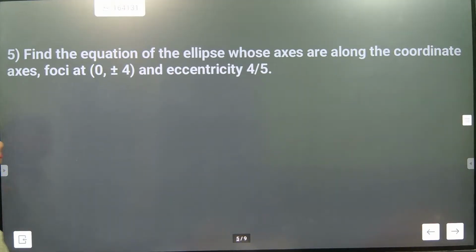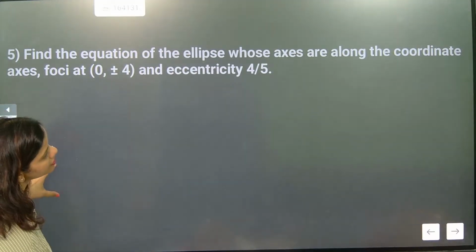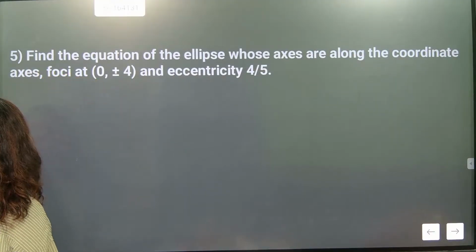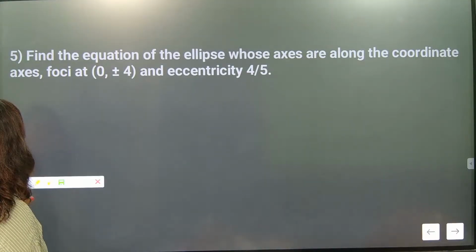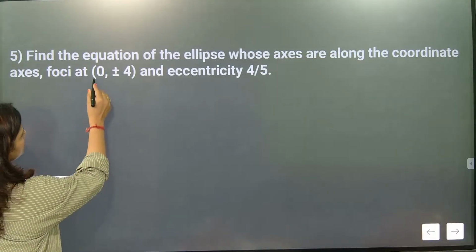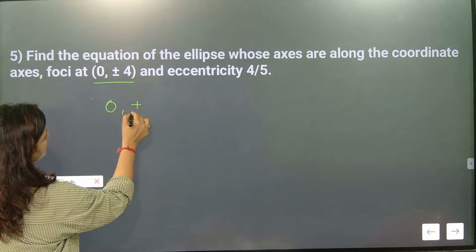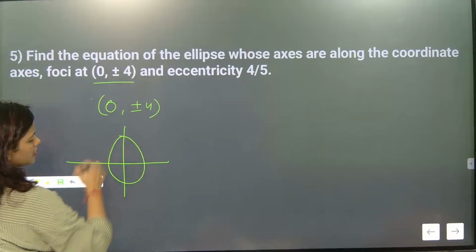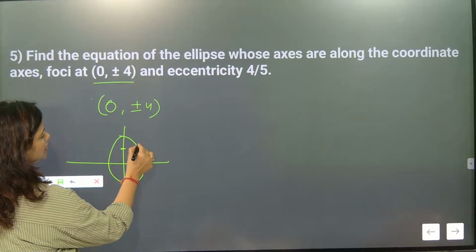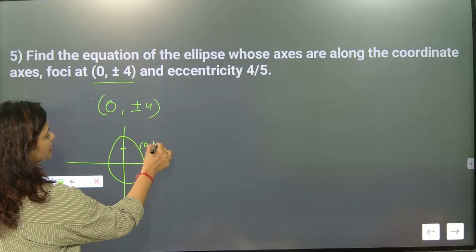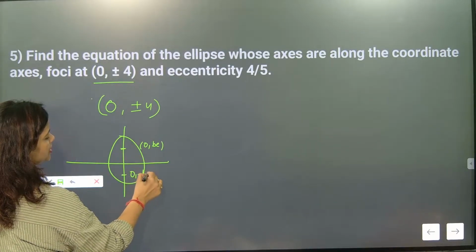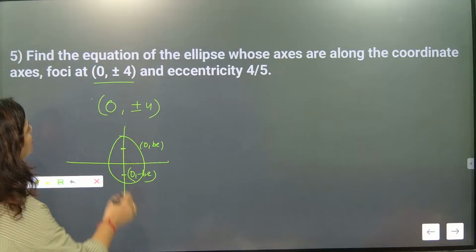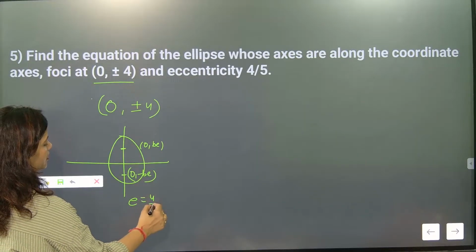Fine. So now you see here, they have given two things. They are telling us to find the equation of the ellipse whose axis is along the coordinate axis. Fine. By seeing the focus, you will get the idea. You see, the focus is given as 0 comma plus minus 4. That is 100% the ellipse is resting on the y-axis. Then only the focus comes as 0 comma be and 0 comma minus be when the ellipse is resting on the y-axis. So now the eccentricity given is 4 by 5.